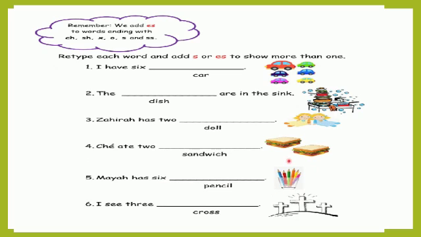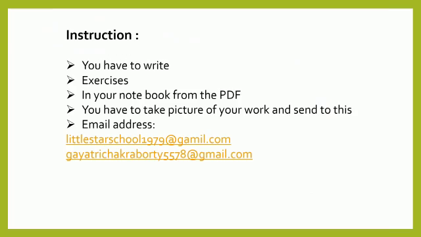Now Mayank has 6 dash. So many pencils are there. So to make it plural, we use S. Pencils, P-E-N-C-I-L-S. I see dash. How many crosses are there? 3 crosses. To make it plural, you have to use es. C-R-O-S-S-E-S.